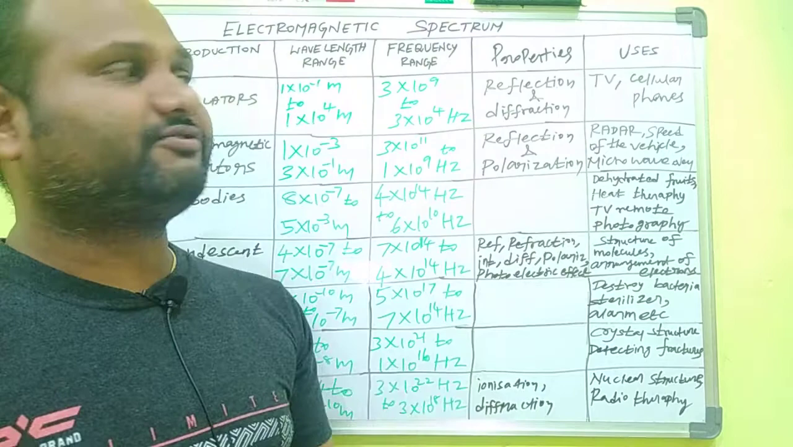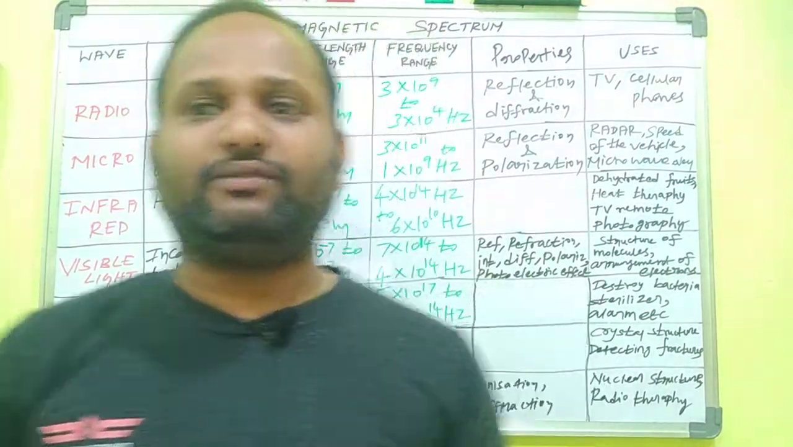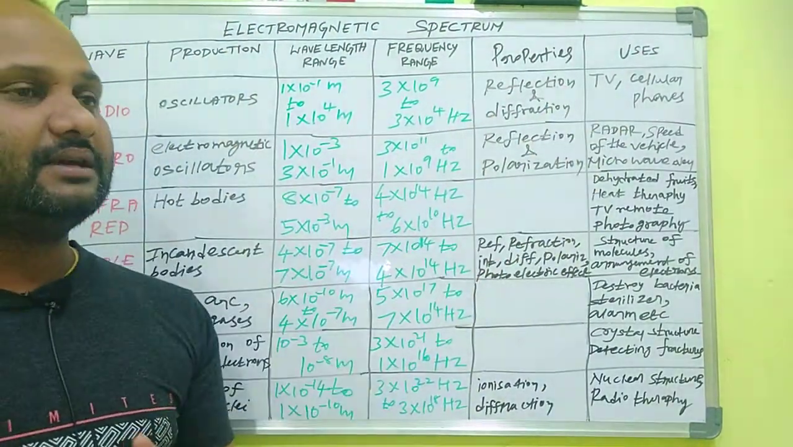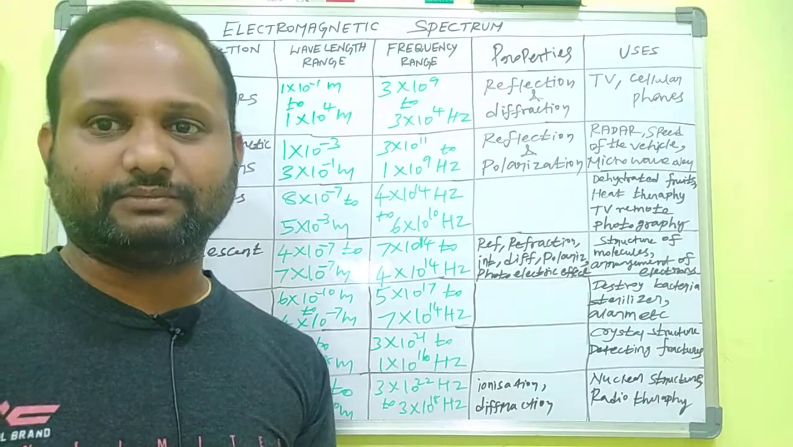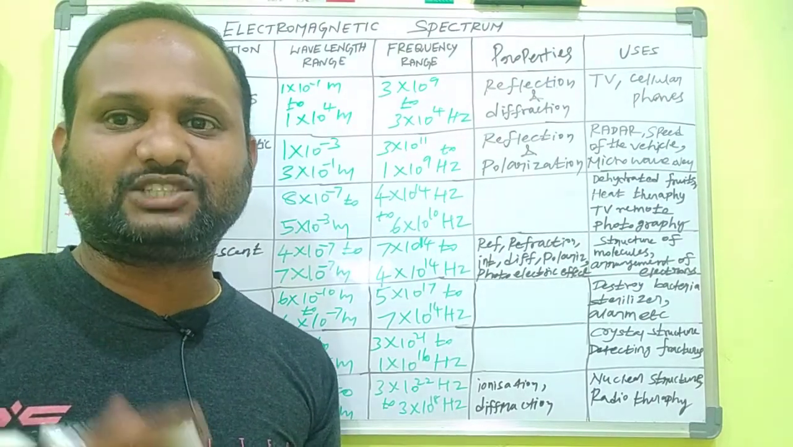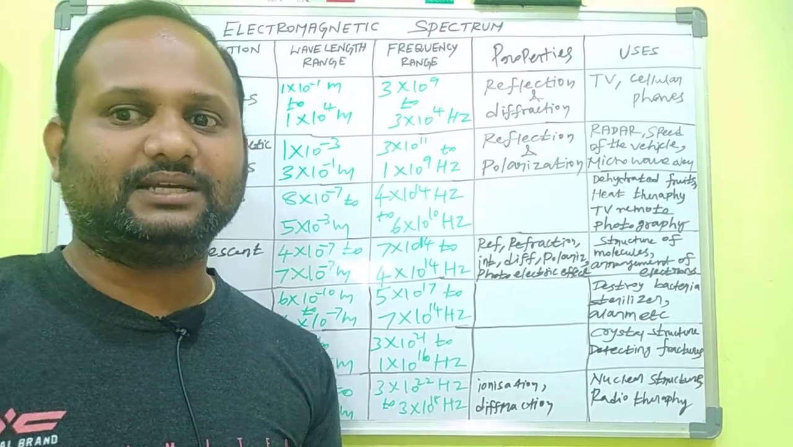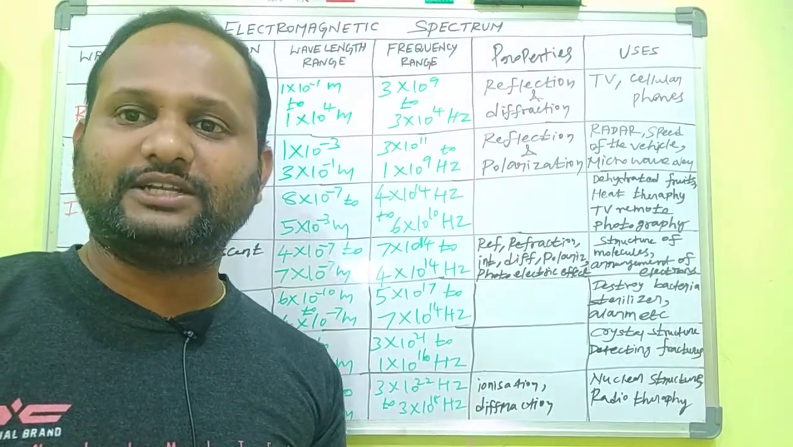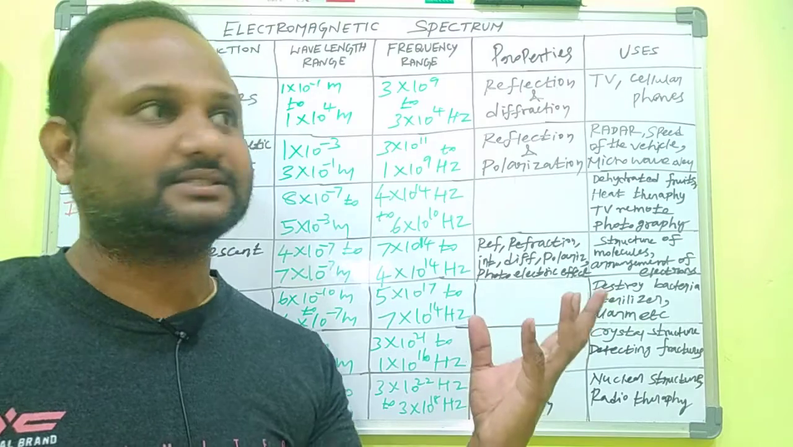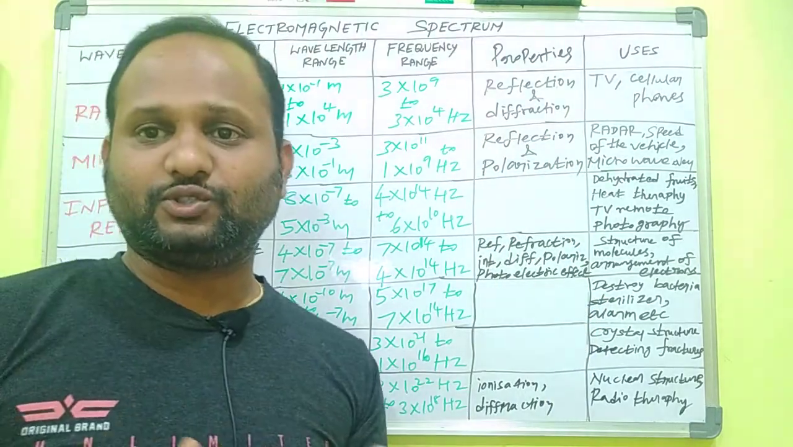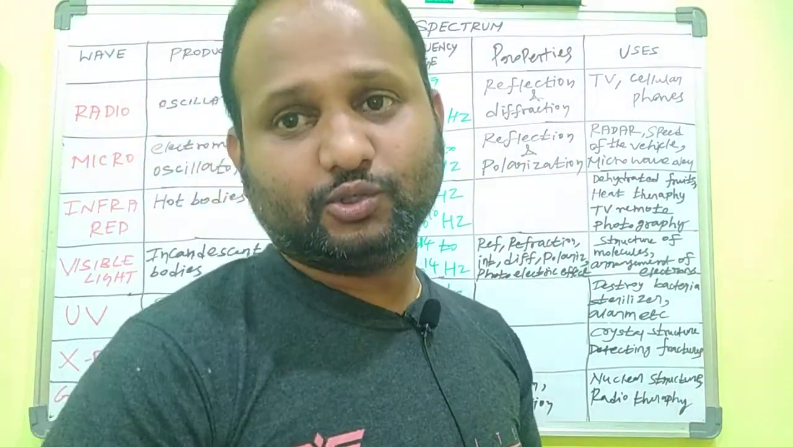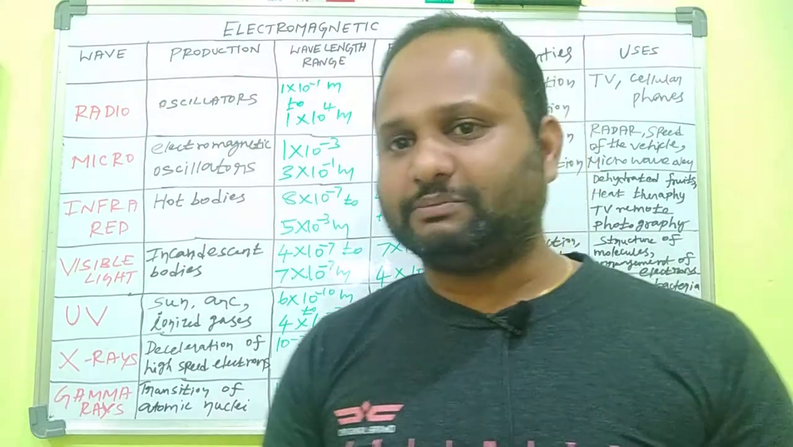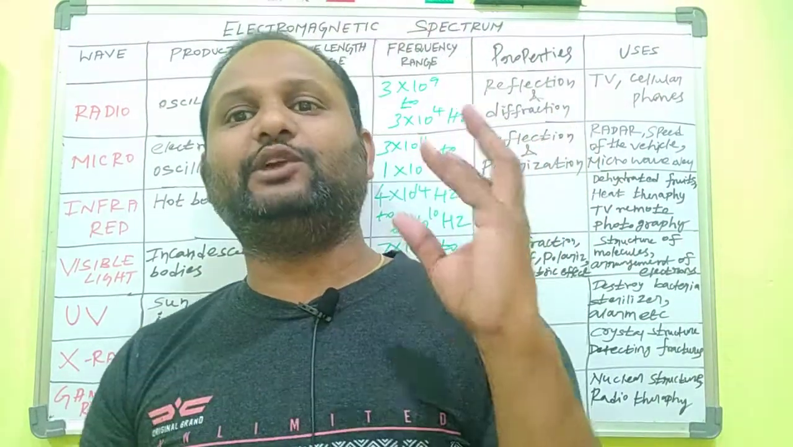And what are the uses of radio waves? Radio waves are used in television communication systems, to transmit voice signals in television and cellular phones. In cell phones also it is used to transmit voice signals. In televisions also it is used to transmit voice signals using the ultra high frequency band. This is about radio waves.